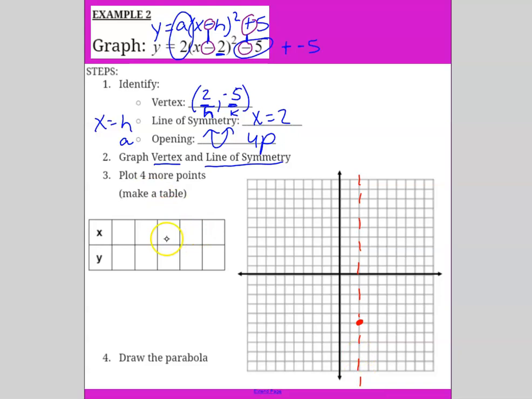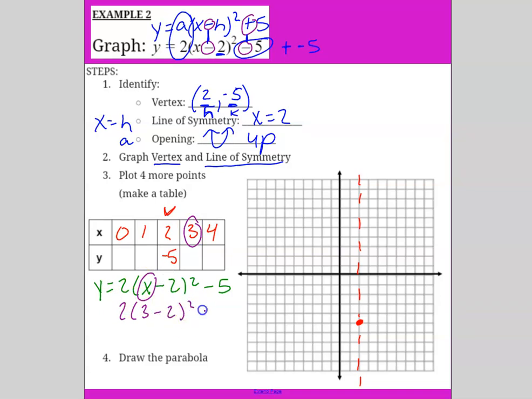Plot 4 more points, make that table. So our vertex goes in the middle, 2, -5. Put numbers on either side. And we have our equation, y equals 2 times the quantity (x minus 2) squared minus 5. So we'll start by putting 3 in for x. So 2 times (3 minus 2) squared minus 5.